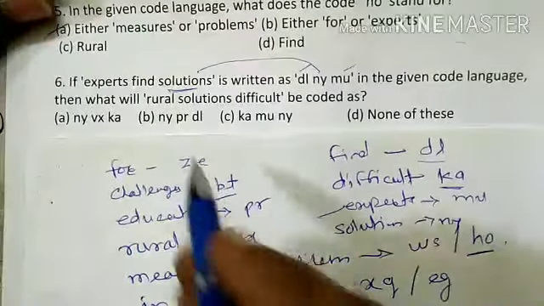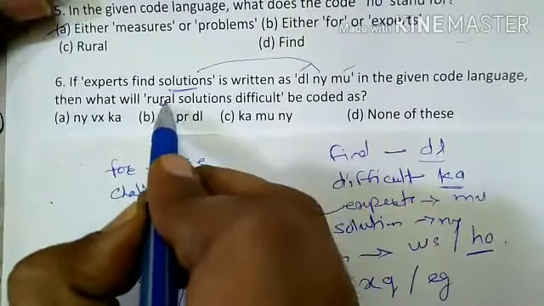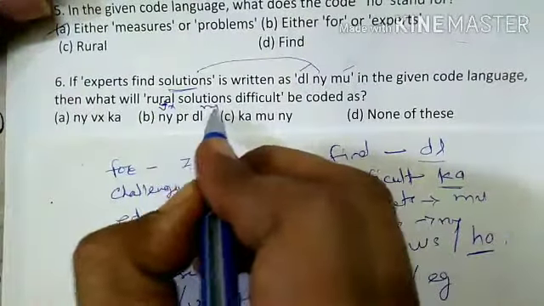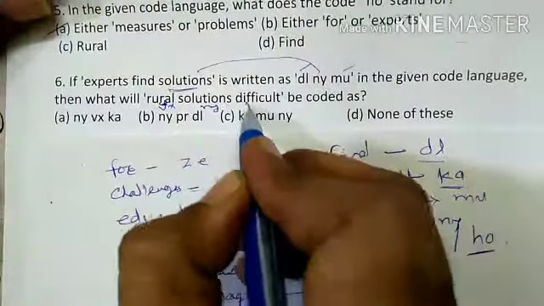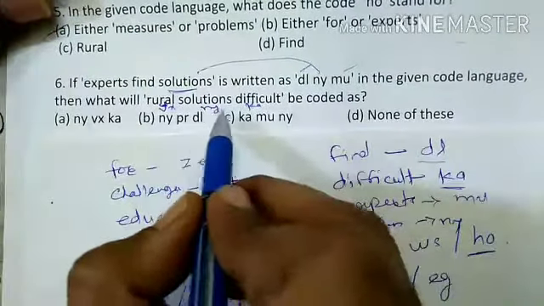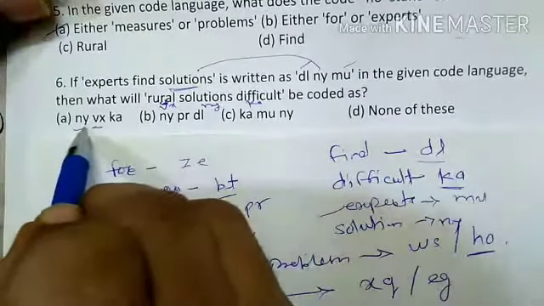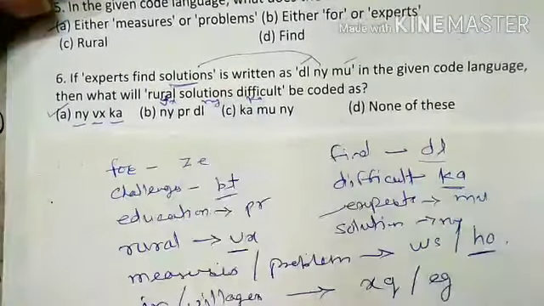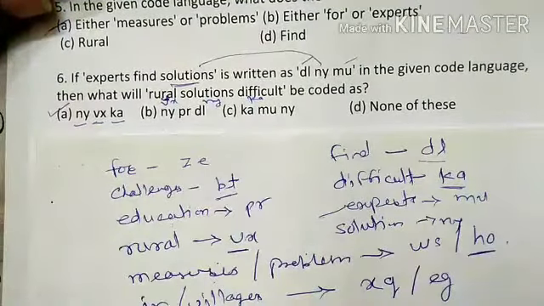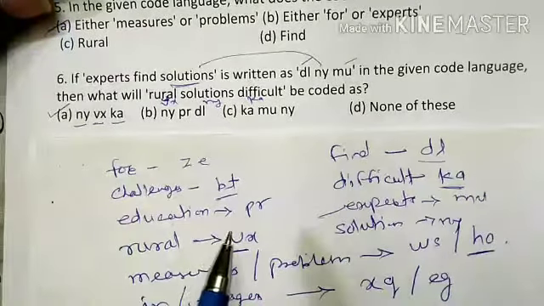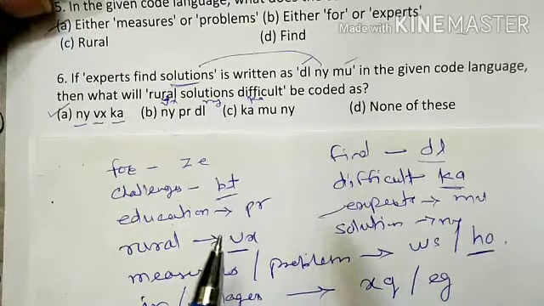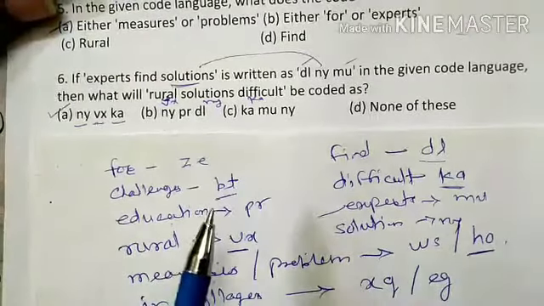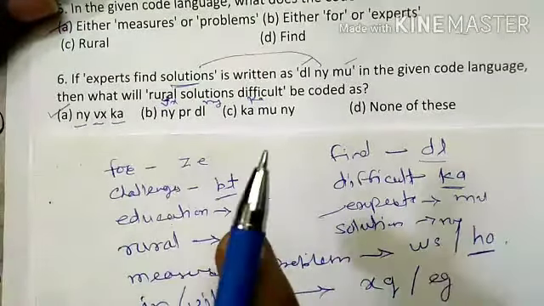Now what will ruler solution difficult be? Ruler has code VX. Solution has code NY and difficult has code KA. So which one is the option? VX NY KA. Order is not important. I hope you have understood questions 1 to 6 based on this information. Now we will move on to the next question.